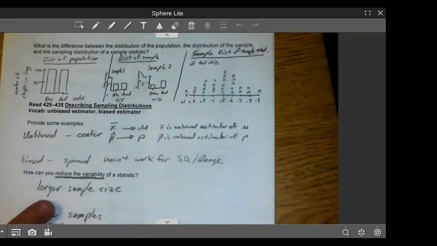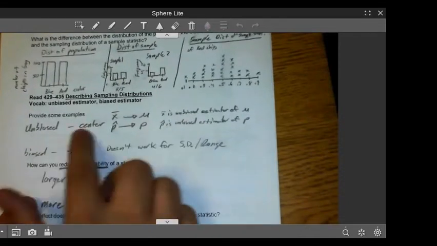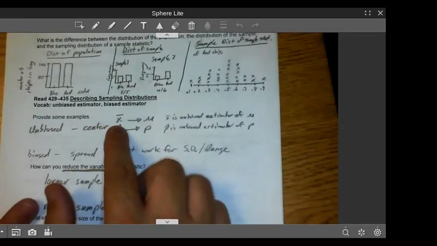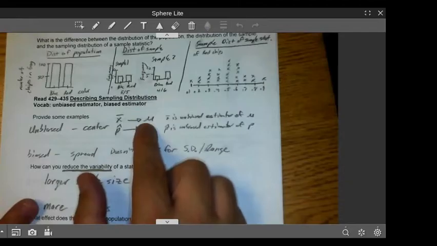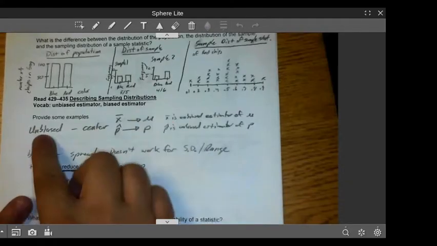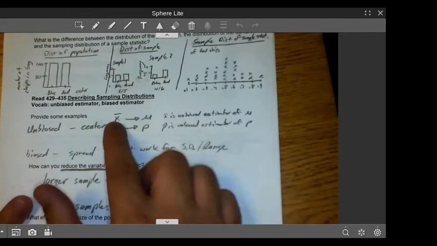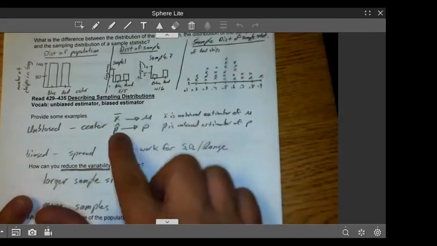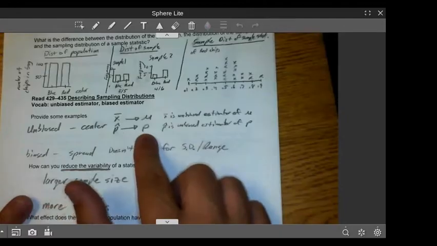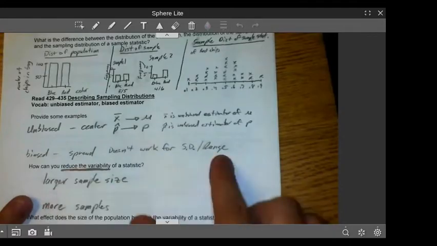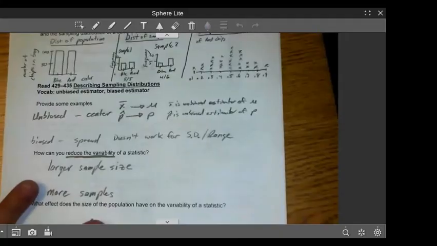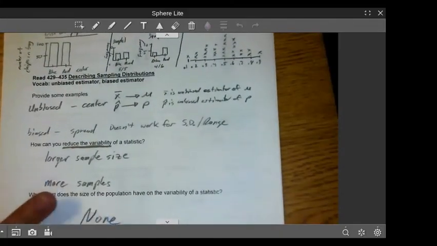All right, and then some symbols. For center, we have x-bar, and right here, unbiased estimators and biased estimators. The unbiased estimator is for center. x-bar is the unbiased estimator of mu, and p-hat is the unbiased estimator of p. For spread, there is no unbiased estimator. Any measure of spread is not unbiased.